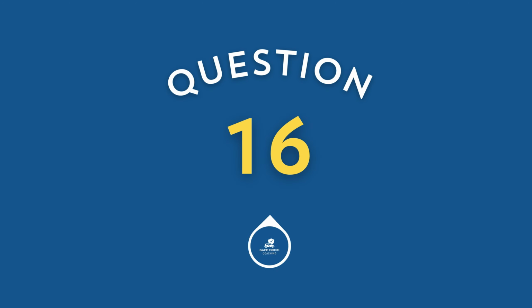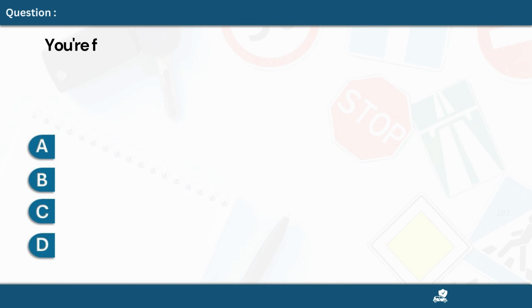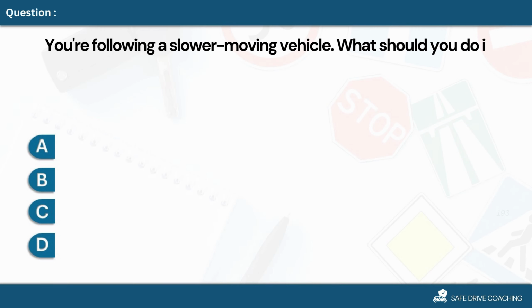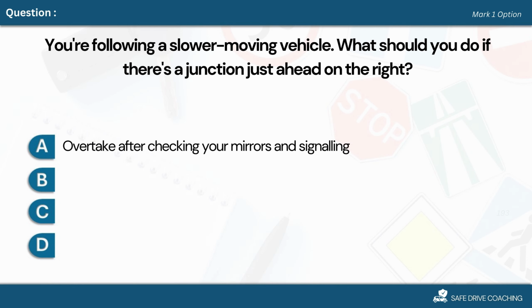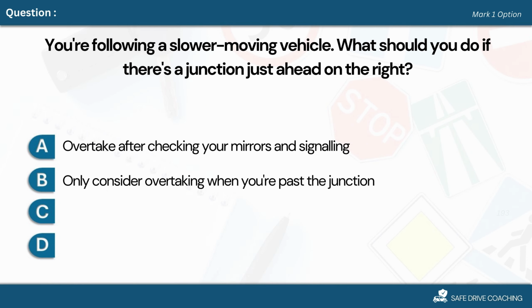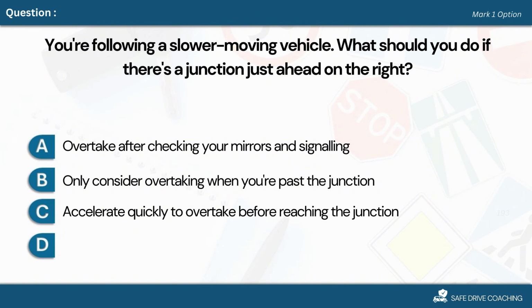You're following a slower moving vehicle. What should you do if there's a junction just ahead on the right? A. Overtake after checking your mirrors and signaling. B. Only consider overtaking when you're past the junction. C. Accelerate quickly to overtake before reaching the junction. D. Slow down and prepare to overtake on the left.